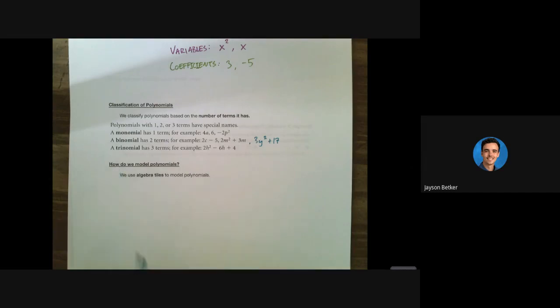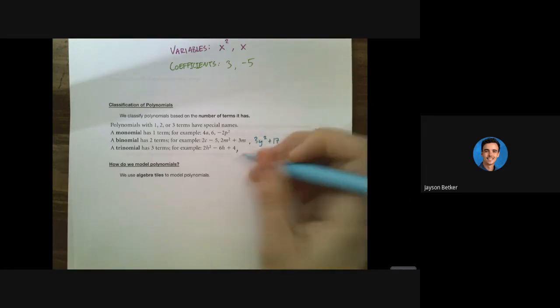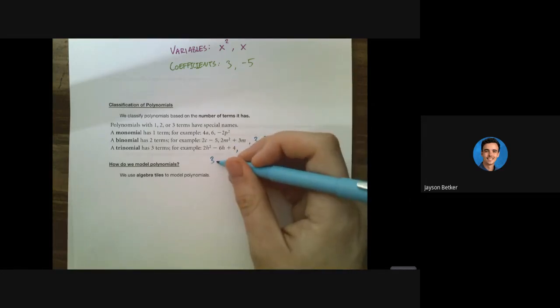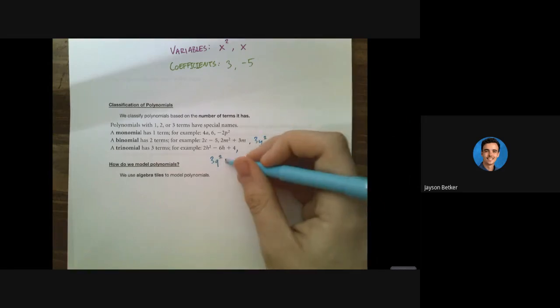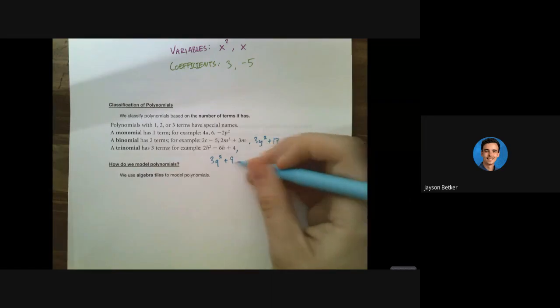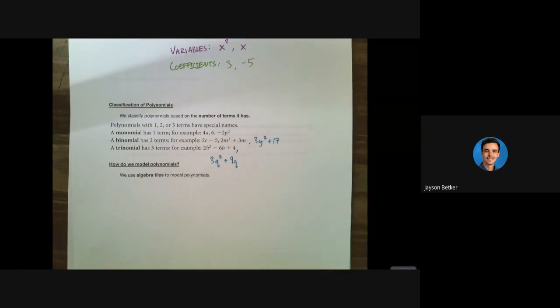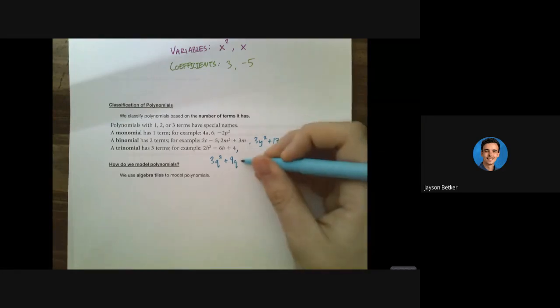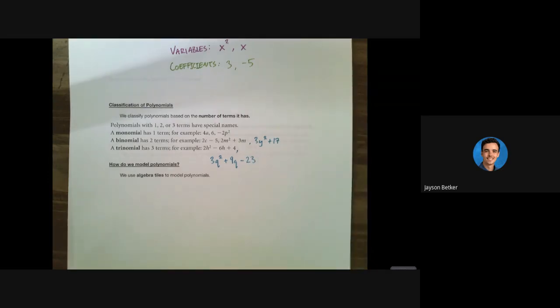A trinomial has 3 terms. So our example here is 2h squared minus 6h plus 4. Okay, I could give you another example here. This could be 3q squared plus 9q minus 23. Look, my q's look a lot like my 9, so that was a good number to choose. That could be one as well.